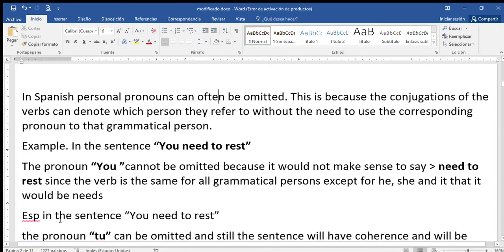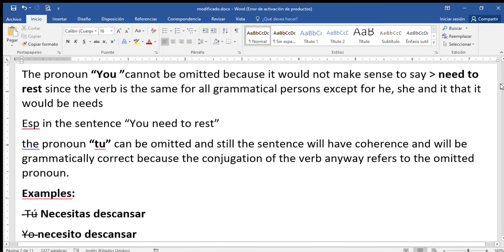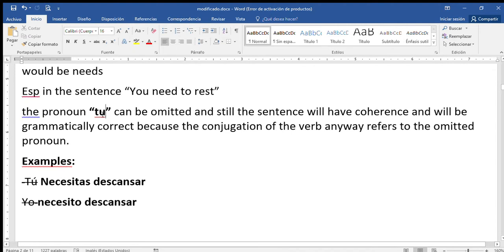In Spanish, in the sentence "you need to rest," the pronoun "you" can be omitted, and still the sentence will have coherence and will be grammatically correct, because the conjugation of the verb anyway refers to the omitted pronoun. Example, when you say "tú necesitas descansar," this means that you can use this pronoun, or you can just not use it.